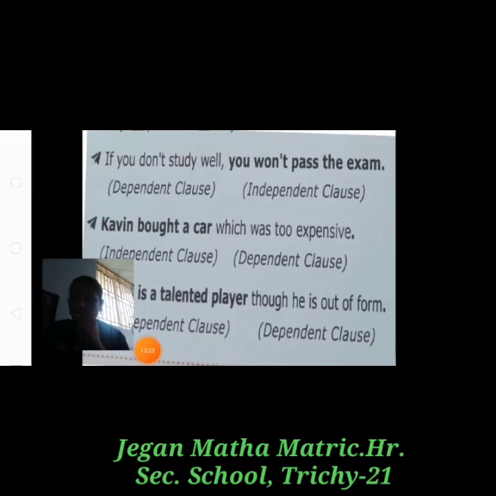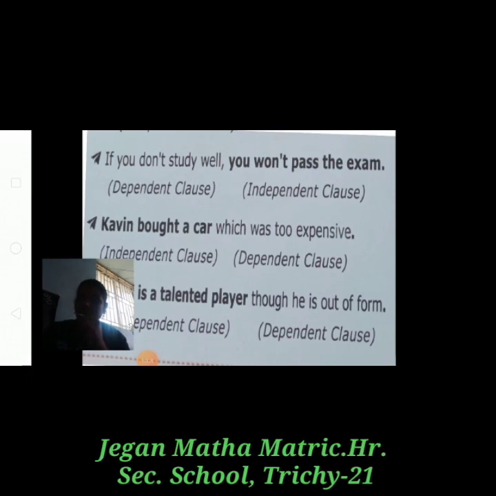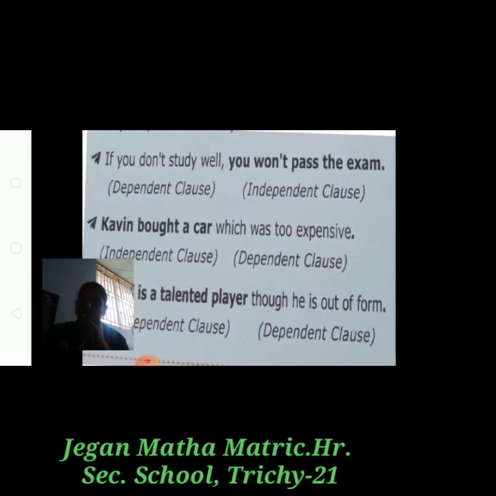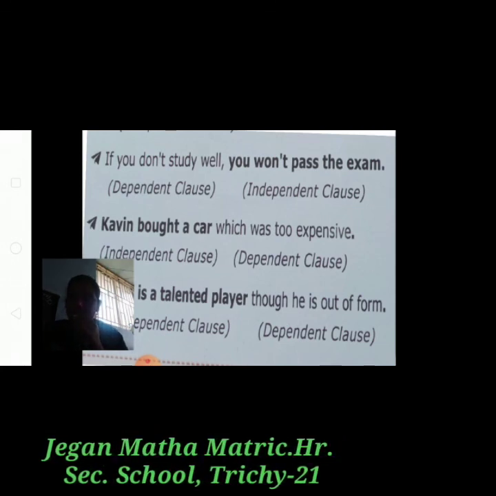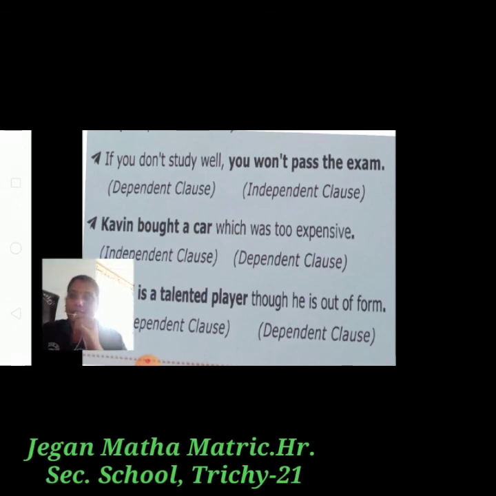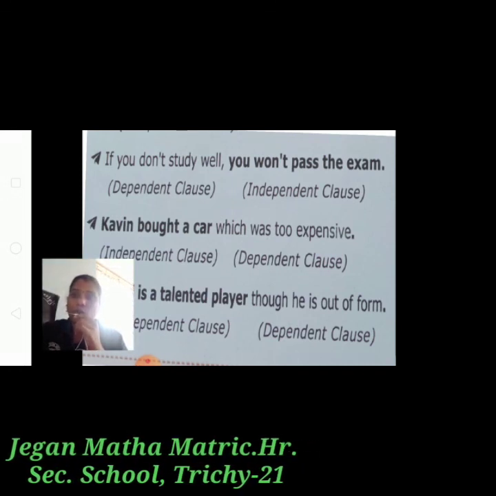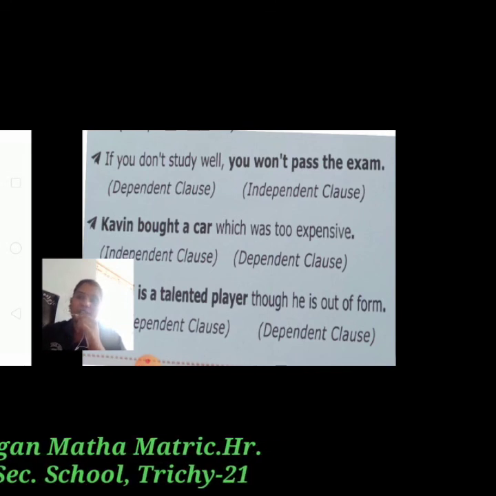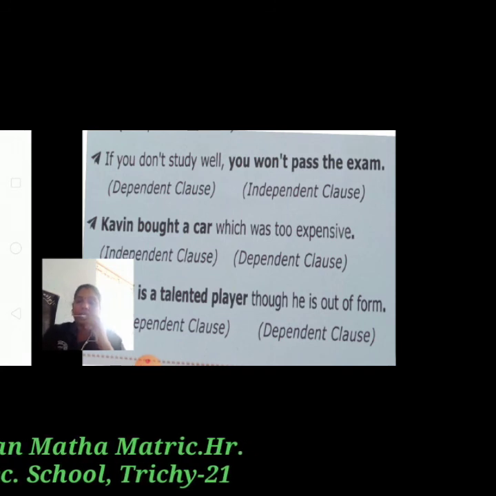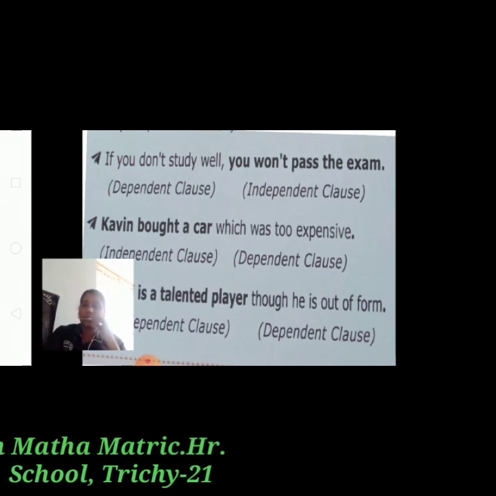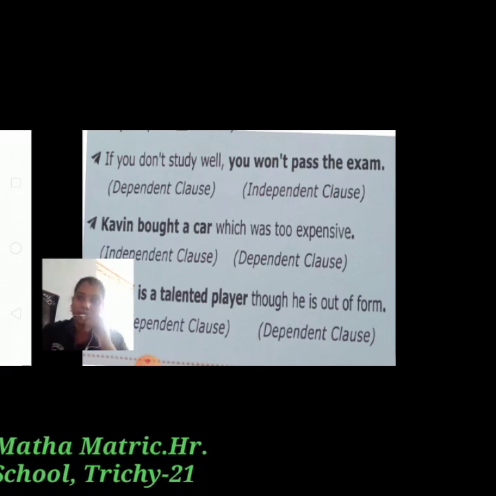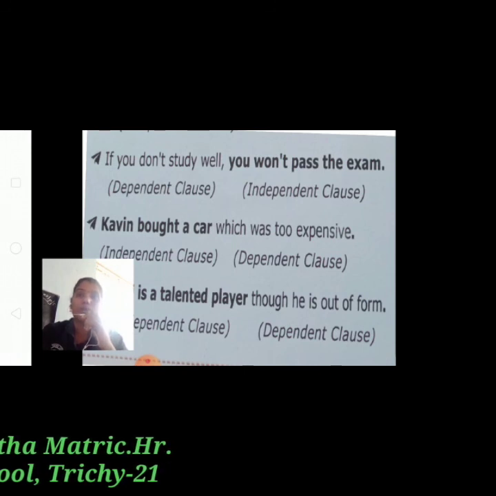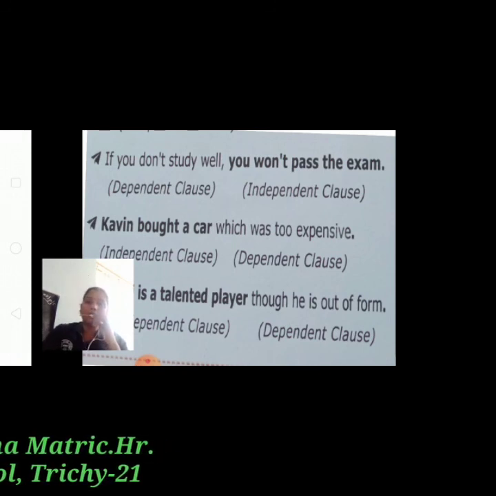Okay, students, have you understood what clauses are and what the two types of clauses are? See the examples. See the example: if you don't study well, you won't pass the exam. If you don't study well is a dependent clause. Dependent clauses are also known as subordinate clauses and contain a subject and a predicate. Here, if you don't study well is the dependent clause.